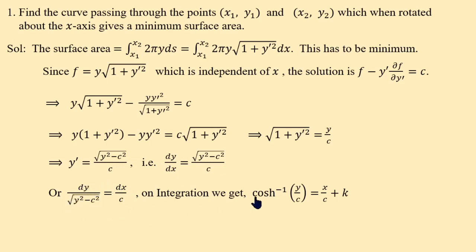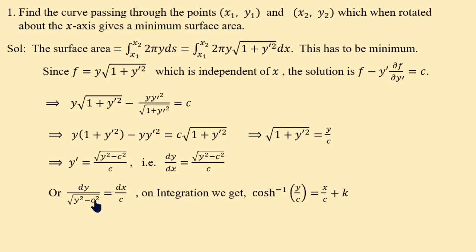Remember the formula here, it is cosh inverse of y by c. How we got the integration of dy by root y square minus c square, that is cosh inverse of y by c: if I substitute y is c sinh theta, then y square becomes c square sinh square theta minus c square. Take c square outside, it becomes c root sinh square theta minus 1.